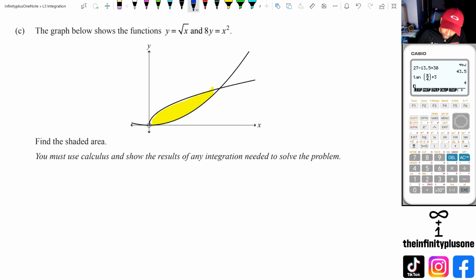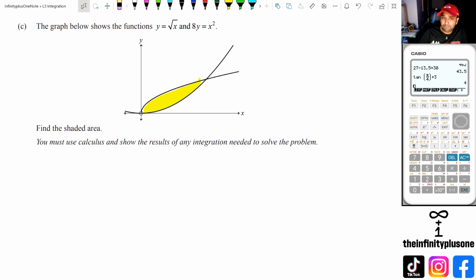And so the way we're going to do it is finding the area between two curves. We just do top minus bottom over the two intervals. So I guess the first thing is trying to figure out what this value here is. This one here is pretty self-explanatory. It's 0. So what we're going to do is put down square root of x equals x squared over 8.